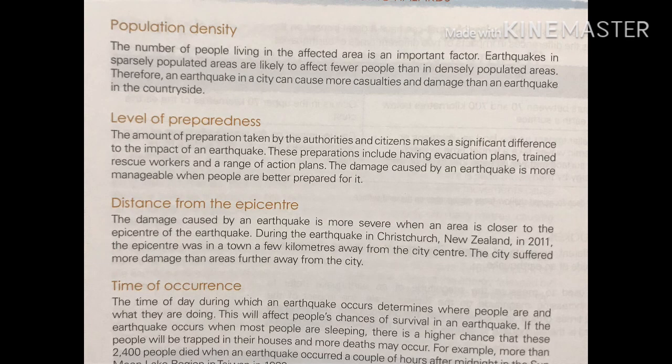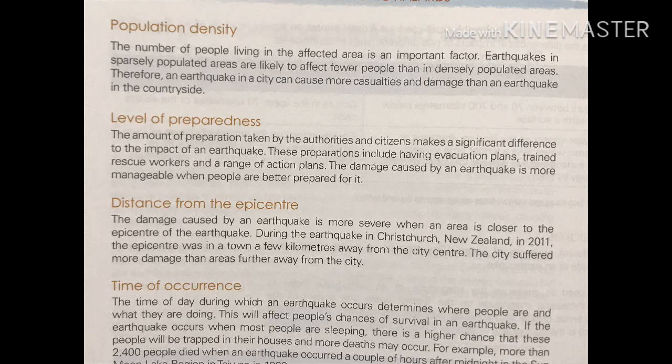There are 5 factors that will affect the intensity of an earthquake, the impact of an earthquake: population density, level of preparedness, distance from the epicenter, time of occurrence, as well as type of soil. Now these 5 factors all work in their own ways to either make the effect of the earthquake worse or make it more damaging as a result.